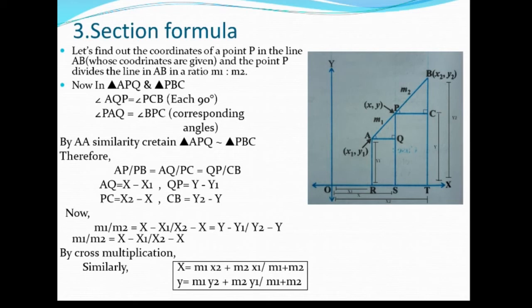So the section formula is, for the x coordinate, (m1 x2 plus m2 x1) divided by (m1 plus m2), and for the y coordinate we just change the x to y: (m1 y2 plus m2 y1) divided by (m1 plus m2).